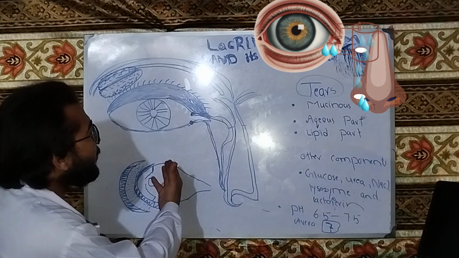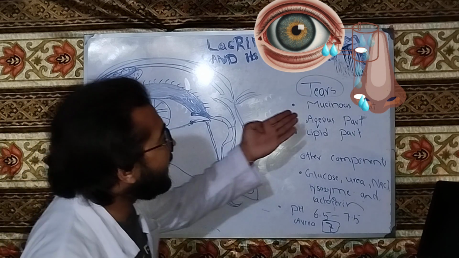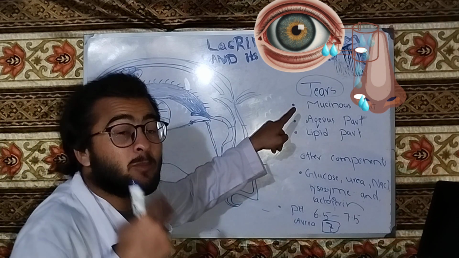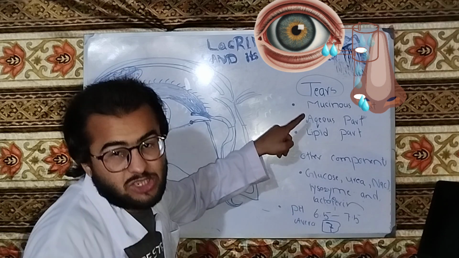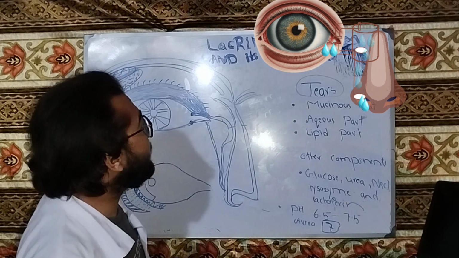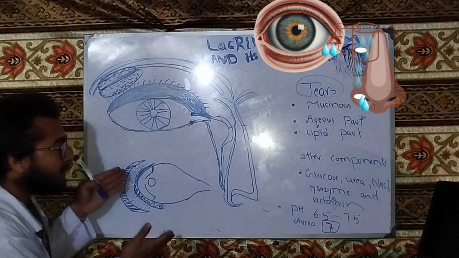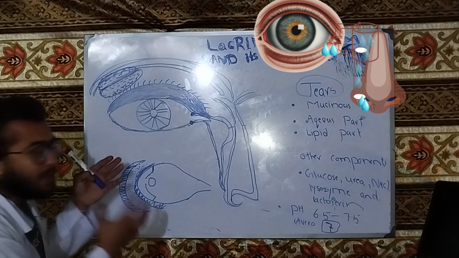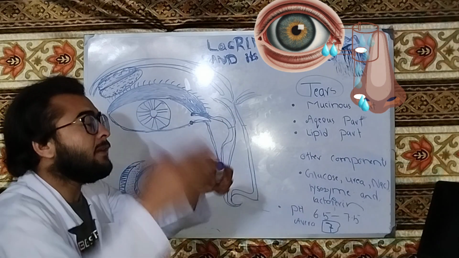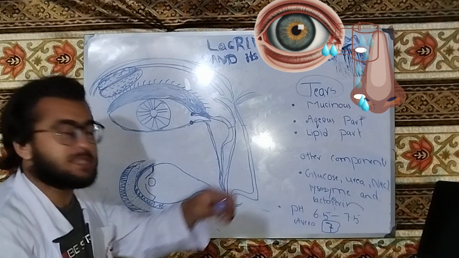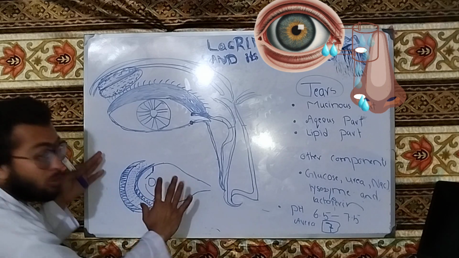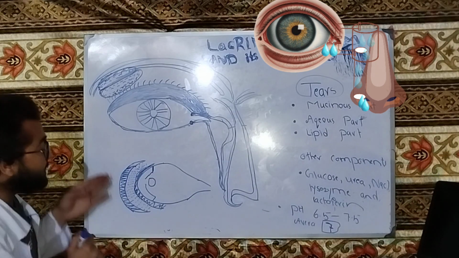So, now before discussing the anatomy, we should understand the composition of tears. What is the composition of tears? Okay, so this is the side view of the eye. I have taken the globe and I have cut it like this in the coronal section. So this is the coronal section of the eye.